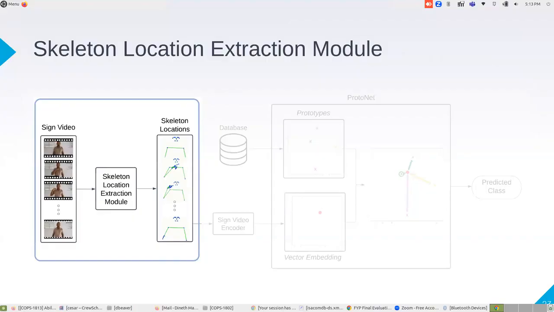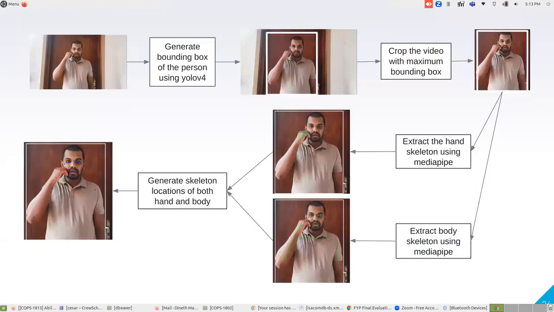Now let's go through each part of our methodology. First, an explanation of the skeleton location extraction module. First, we have the sign video, which is used to generate the bounding box of the person using the YOLO V4 framework.